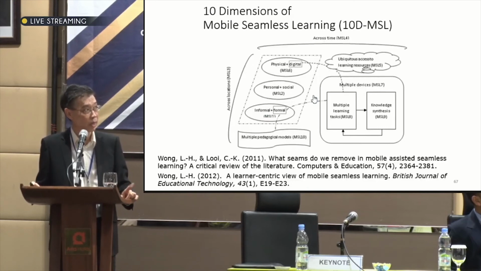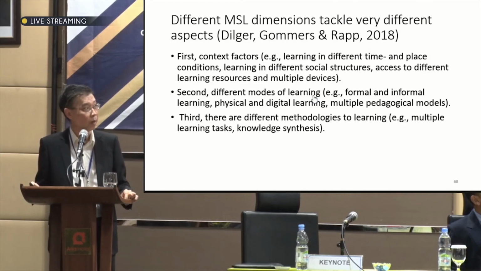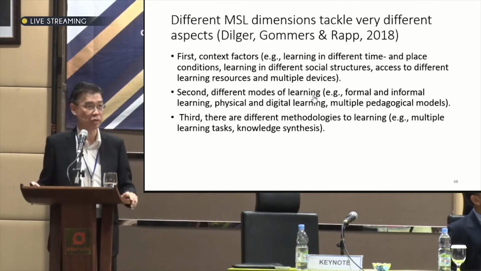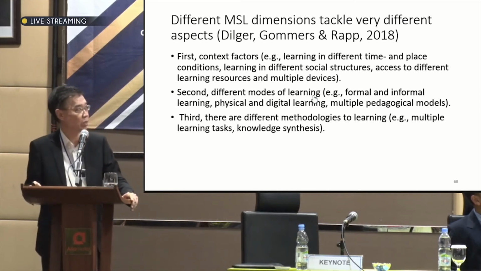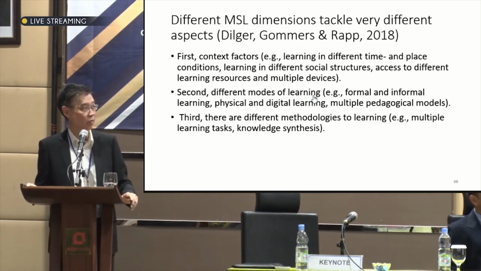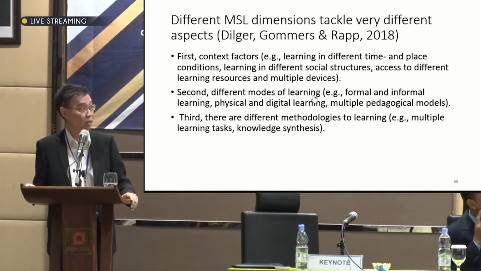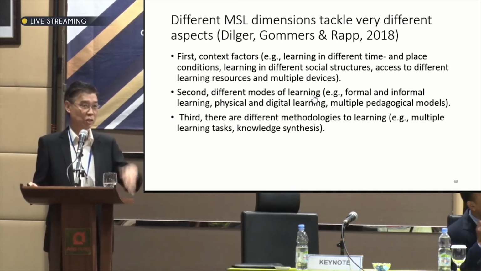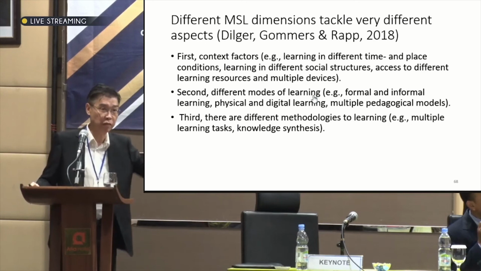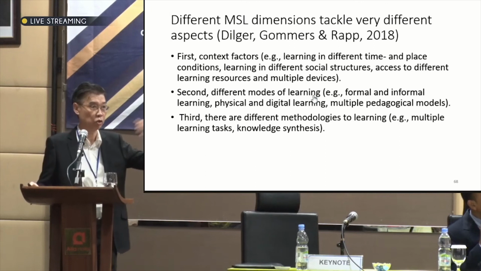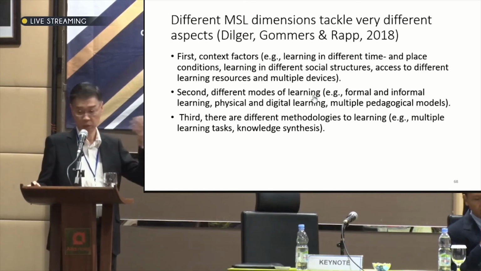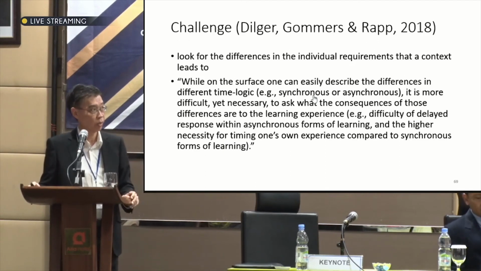And Looi Chee Kit and I have defined 10 dimensions of seamless learning. And we have new understanding of these dimensions. They actually classify in very different ways. So this slide shows that you classify in terms of the context factors, the different modes of learning, and the different methodologies to learning. So you see research can add more and more depth to the kind of work you are doing. It's taken us 10 years. Every time I do research, we must come back to theory to improve and refine our theory.